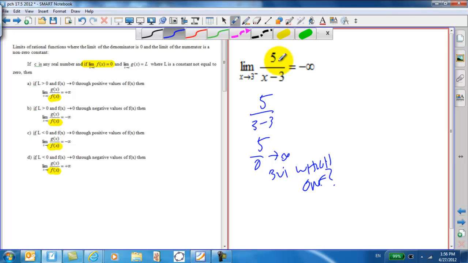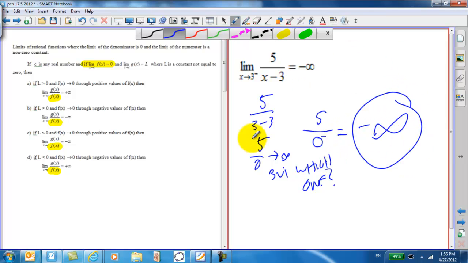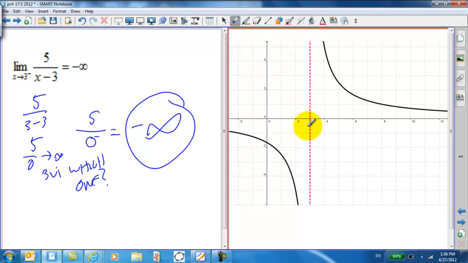Well, you can decide by looking at the sign of the top. It's 5 all over some positive number, because as you approach 3 from the left, as you approach 3 from numbers less than 3, you're approaching 0 from the negative direction. So that's why we say negative infinity. So that's how you could do it without ever looking at a graph. I find it helpful to look at a graph so I can see that as I approach 3 from the left, the y values are getting closer to negative infinity.